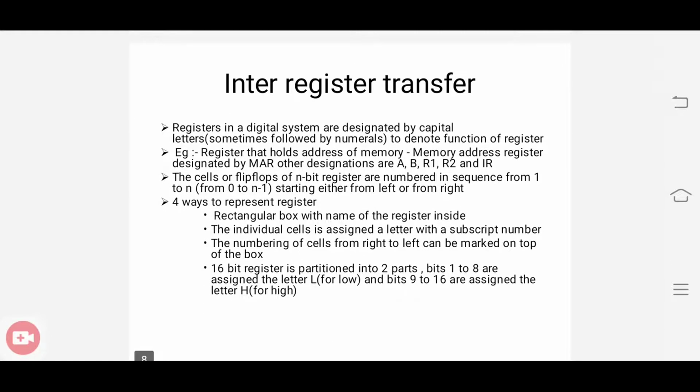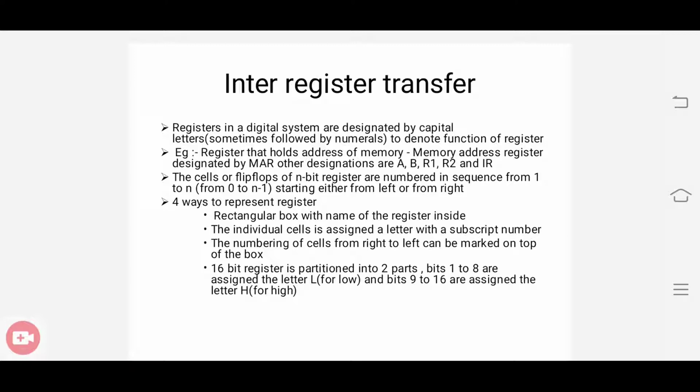So, first micro operation, that is inter-register transfer. Inter-register transfer means that the content of one register is moved on to the next register. That is actually inter-register transfer.